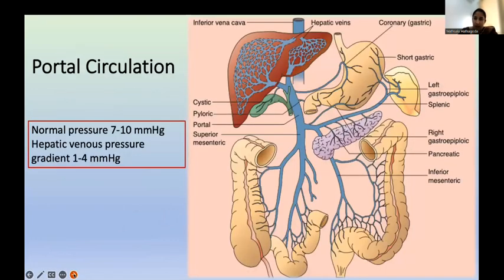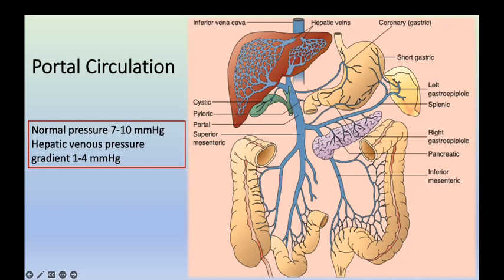Okay, so let's just go to our medical school days just to recap what we have learned. As you all can remember, the liver is one of the largest organs we have, and it receives 1/3 of the cardiac output, which is 25%. The liver has two main blood supplies, from the hepatic artery as well as from the portal vein, where the portal vein carries 75% of the blood.